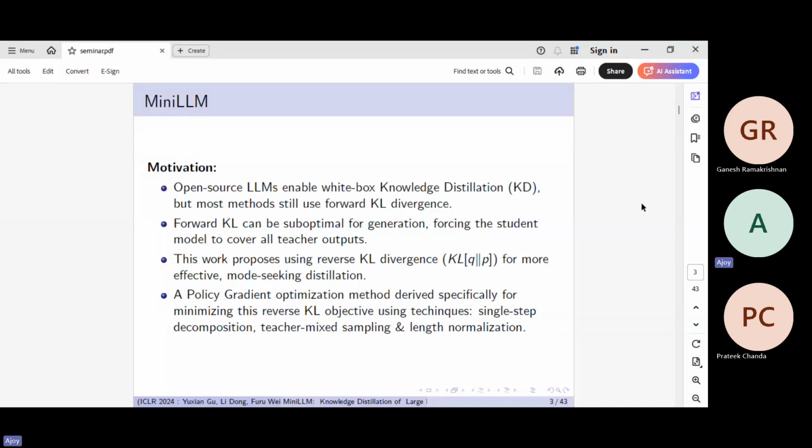First paper was VLM, and the motivation goes here. Open source. There are many open source LLMs, but their knowledge distillation is done mainly on forward KL divergence. So this paper proposes a different way, reverse KL divergence, for more effective mode seeking distillation. For doing this reverse KL divergence, the paper will also go through policy gradient optimization. Next slide.